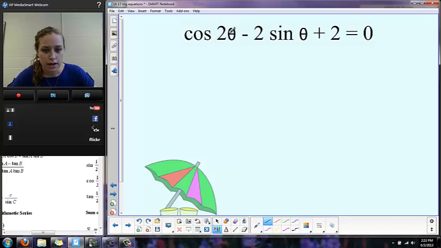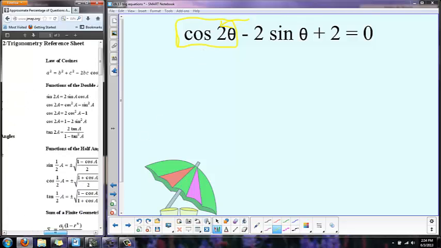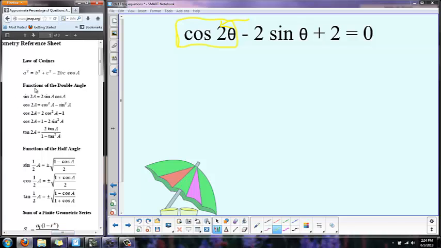2 cosine theta minus 2 sine theta plus 2 is equal to 0. If you just listen to those videos from the previous chapter, which is chapter 12, this should be standing out really well. You should notice, oh hey, I know what that is. That is a double angle. And that is one of the things that we have on our reference sheet right here. Functions of the double angle.